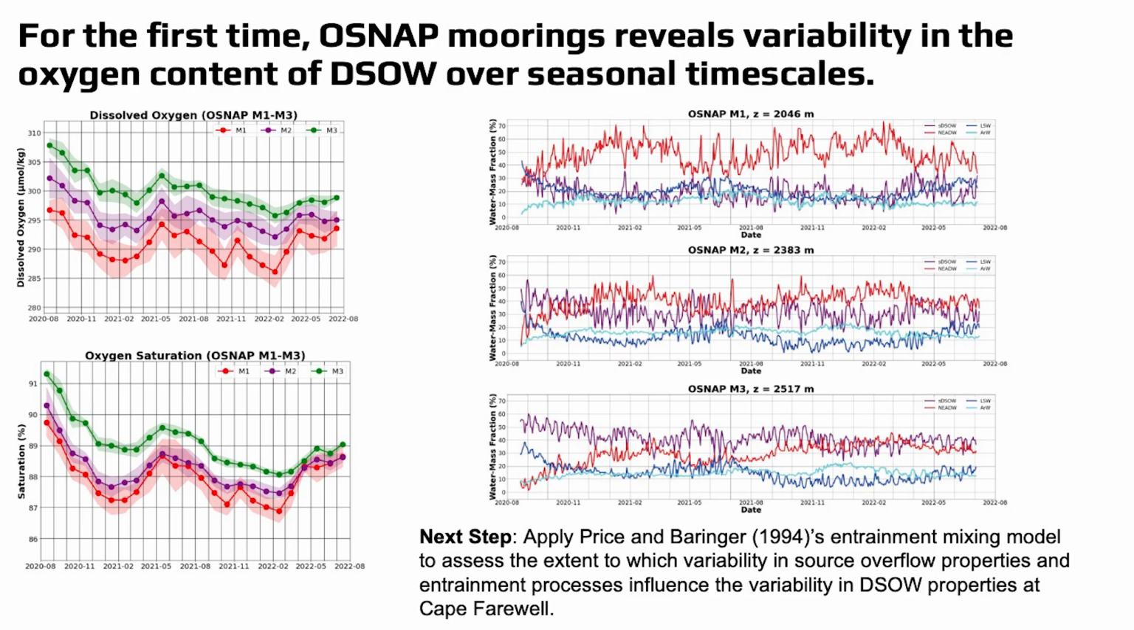One of the key findings of this poster is that for the first time, the OSNAP moorings reveal variability in the oxygen content of DSO over seasonal time scales. As you can see on the left-hand set of figures, from February to July the dissolved oxygen concentration and saturation increase, and then those variables decrease from July to February, during the summer to fall.